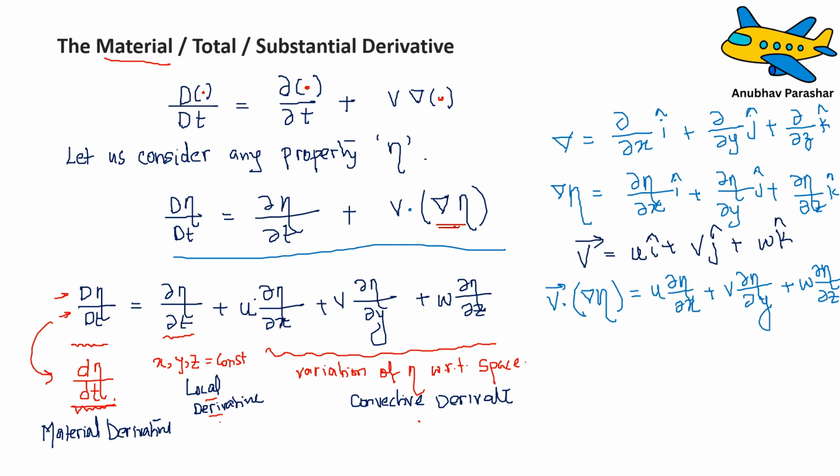Okay, enough of this. Let us try to understand the material derivative of velocity. Let us take velocity as an example. Velocity, as you have seen, we can write as u i cap plus v j cap plus w k cap. Now when you are taking the material derivative of velocity, what does it mean? Why have you written velocity like this?